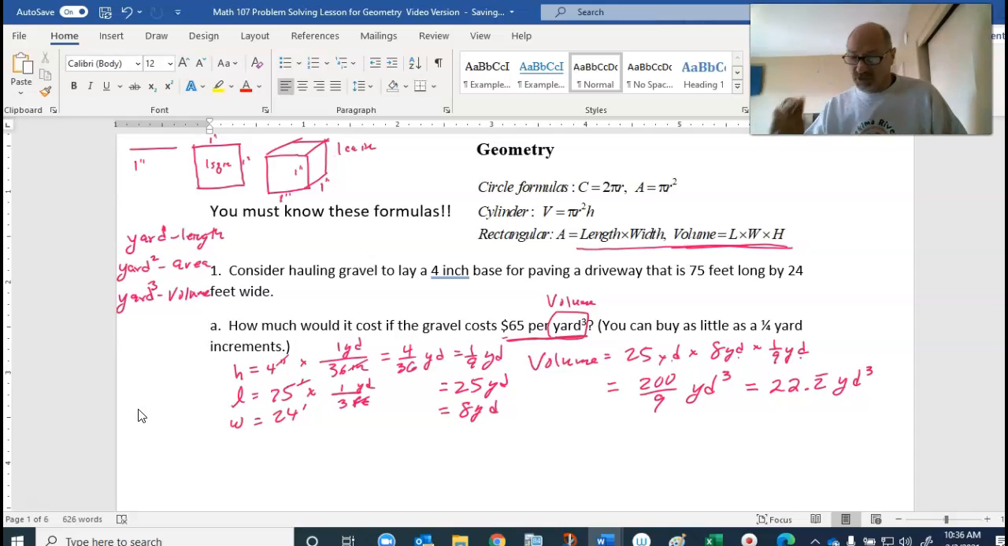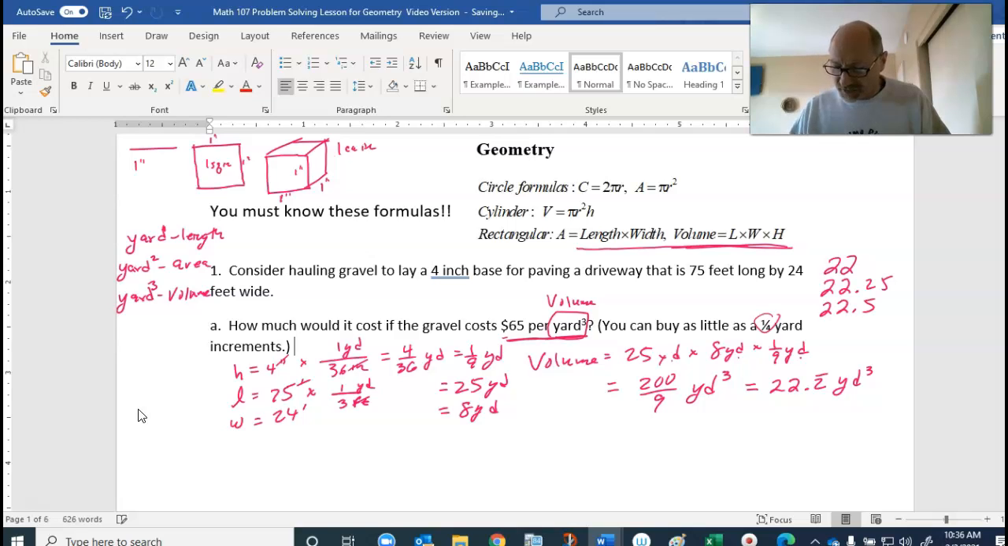This says we can go by the nearest quarter of a yard. If you went by fourths, we'd have 22, then 22.25, then 22.5, then 22.75. This is by quarter yard increments. And 22.2 repeating, you're going to want to round that up to 22.25. Even though it would round off to 22.22, we need to buy in quarter yard increments.